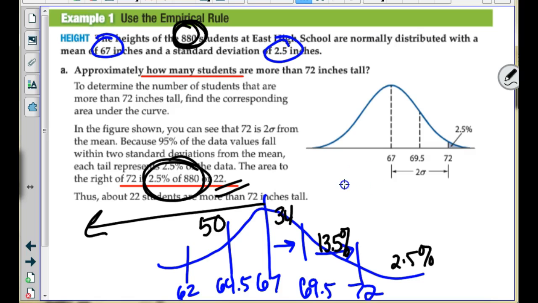0.025. We had to move it 2 places. Can you check that for me? Isn't that right? Is that 22? 0.025 times 880? Okay.